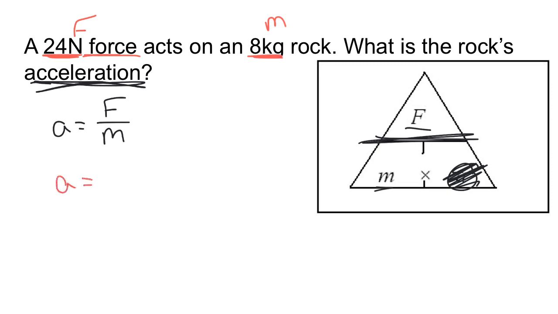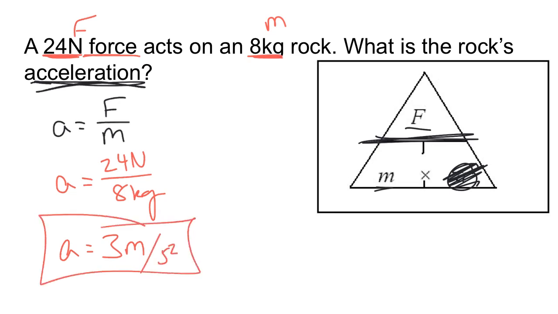And so now I can plug in my 24 newtons divided by my 8 kilograms, and I'm left with an acceleration of 3 meters per second squared. And it's really important that I remember that meters per second squared is my units for acceleration here. But that would be the answer for this problem.